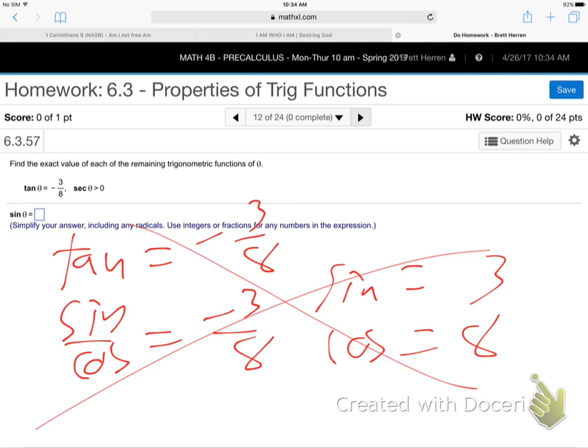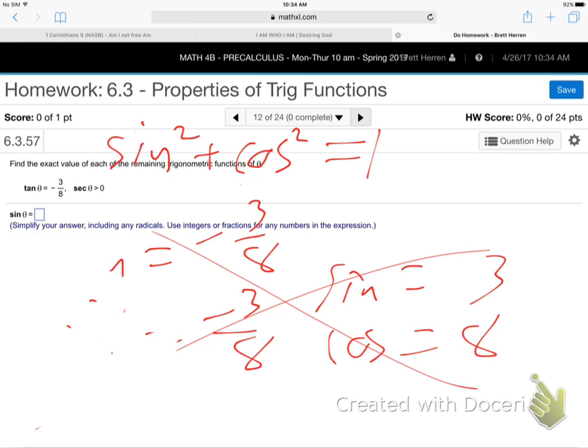Pythagorean, yeah, the sine squared plus cosine squared equals 1. Yeah, let me write that. Sine squared plus cosine squared is 1. But how am I going to use that? I don't have sine or cosine. Well, that's why you can just use the x squared plus y squared equals r squared, or a squared.